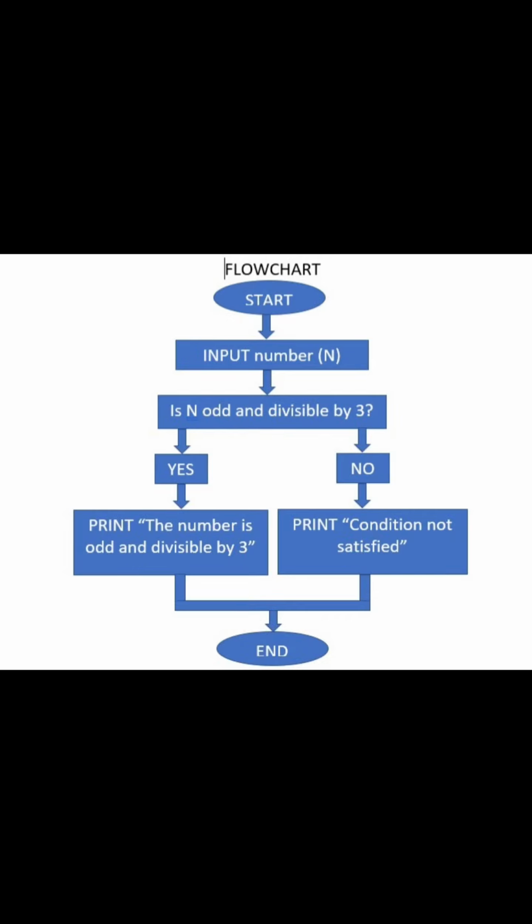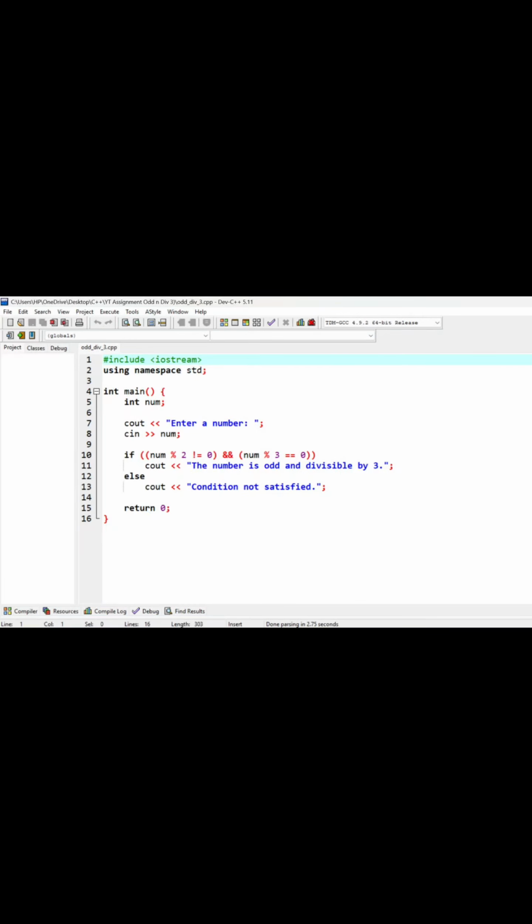So what we have here starts by taking in the number and then checks if it is odd and divisible by 3. If yes, it prints the number is odd and divisible by 3. If no, it prints condition not satisfied, and then it ends. So after building our algorithm, pseudocode, and flowchart, we then move on to write the C++ code itself.